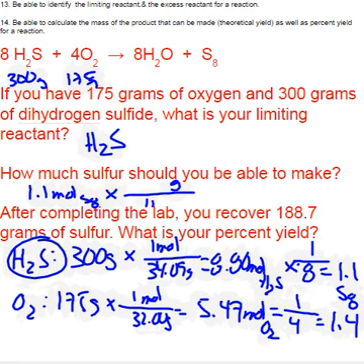So how many grams in a mole of S8? It was a whole bunch. 8 times 32.07, so 256.56. So 1.1 moles is a little bit more than that. 282.2 grams is how much you can make.